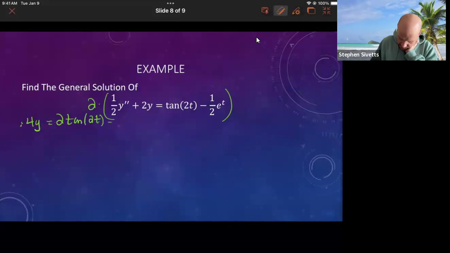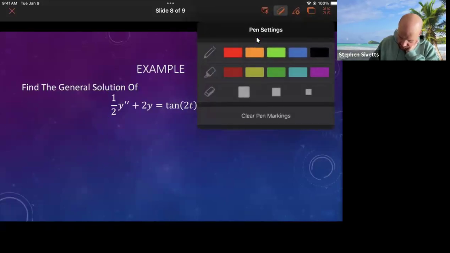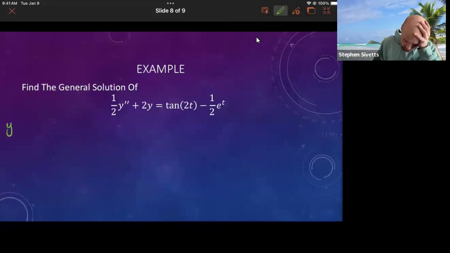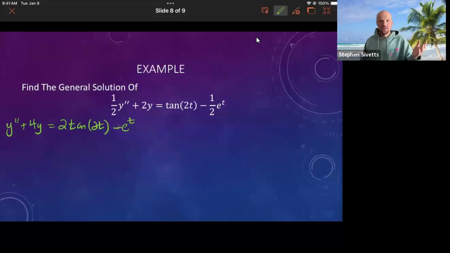Let me actually write this down here. So if we multiply both sides by 2, we can rewrite this differential equation as y double prime plus 4y is equal to 2 times tangent of 2t minus e to the t. Okay, it's a lot easier to work with, and we can just make this coefficient 1. So that's one way to simplify things a little bit more.